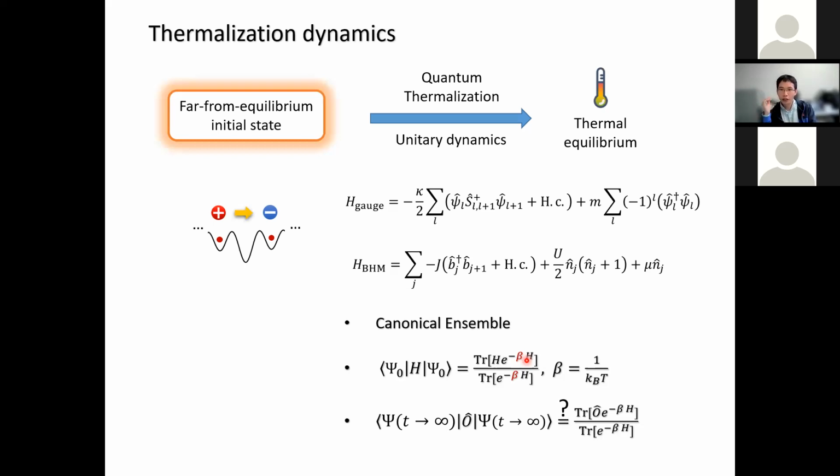If we calculate that, we can look at late time dynamics and see, as our system goes to late times, whether the quantum expectation value of the observable approaches the thermal ensemble average. And if it does, we would say our system approaches thermal equilibrium.